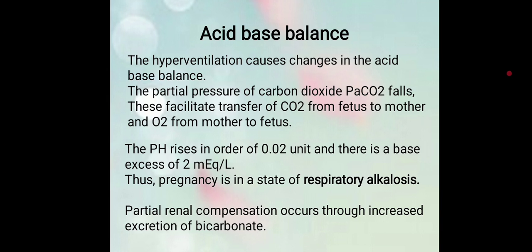There is rise in pH with end result of respiratory alkalosis. This respiratory alkalosis will be compensated by increased renal excretion of bicarbonate. So, the acid-base imbalance in pregnancy is demonstrated as respiratory alkalosis.